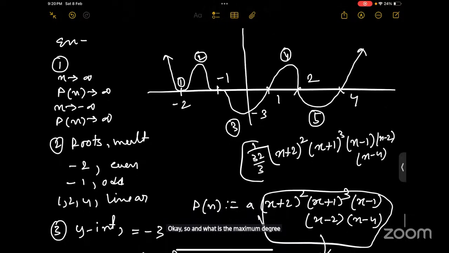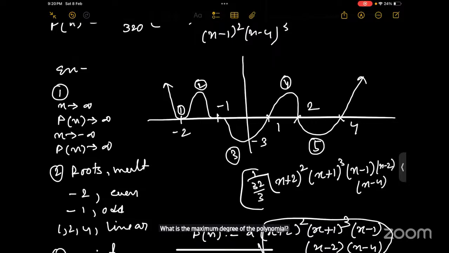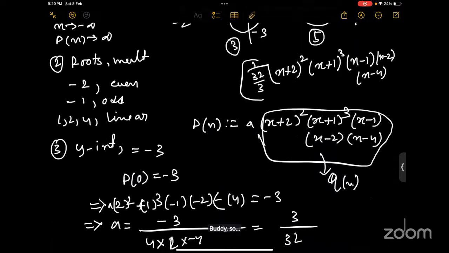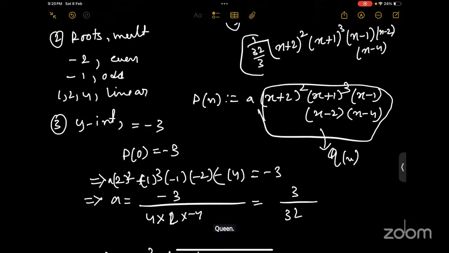What is the maximum degree of the polynomial? 10? No, it should be 10, an infinite polynomial. So it's 2 plus 3 plus 1 plus 1 plus 1, right? 8. Right? So this is the maximum degree.